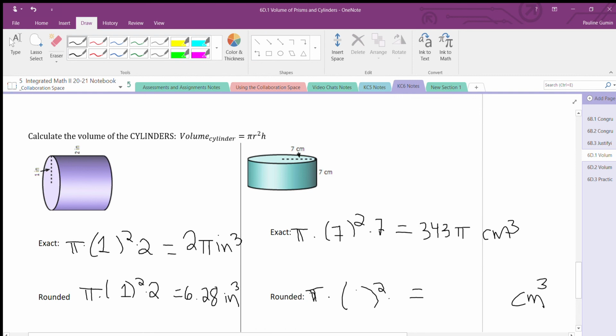Let's do the same thing in our calculator, and I could just plug this in right away the way I see it, and I get 1,077.57 centimeters cubed. I don't know why I said and 57.